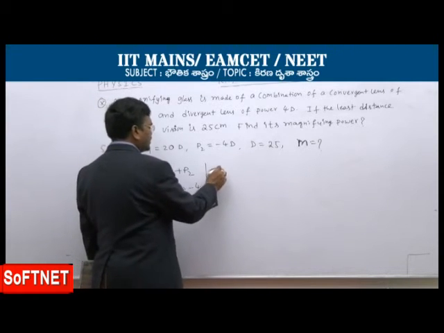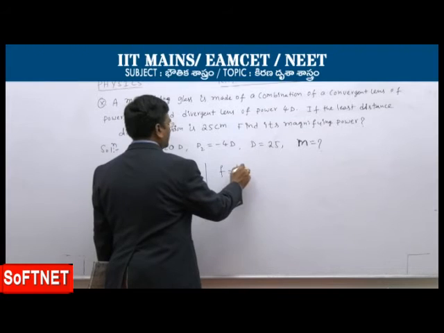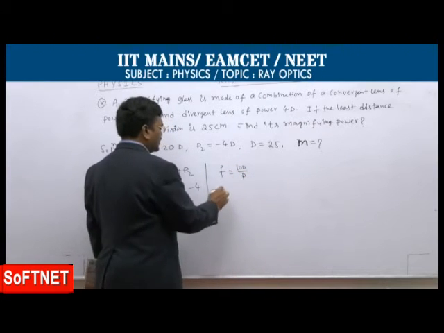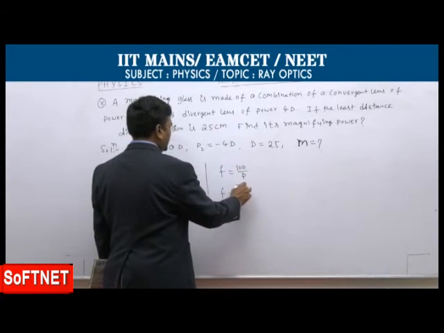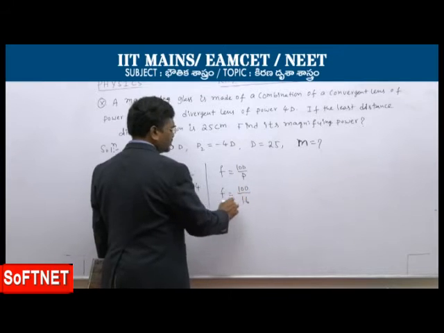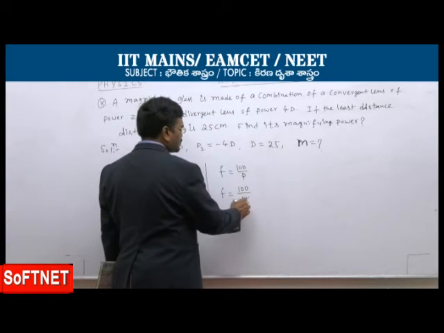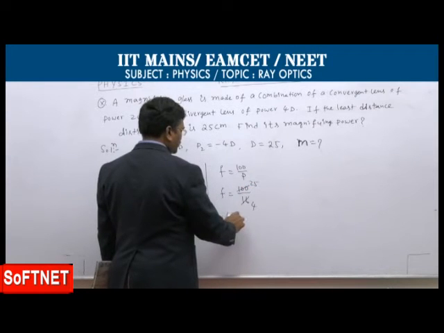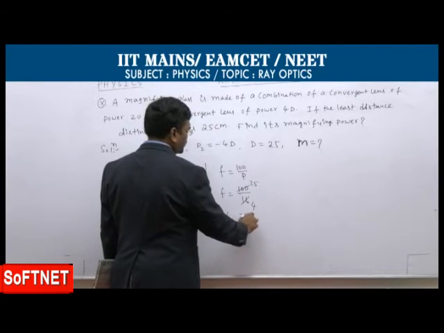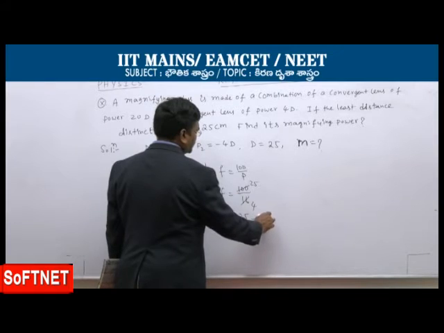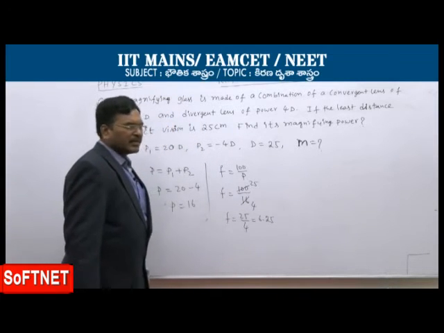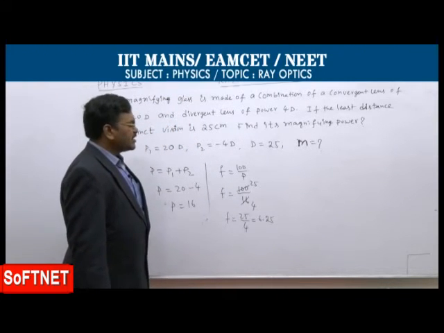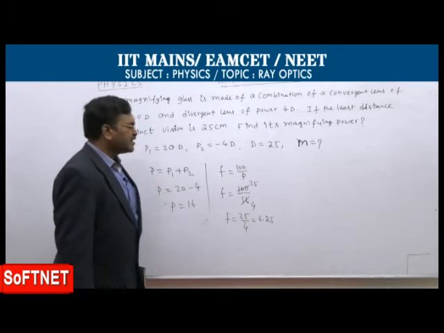Focal length how much now? Focal length is 100 by P. Now 100 by 16. 4 4s are 16, 4 25s are 100. Now 25 by 4, how much? 6.25. Focal length is 6.25. Now magnification, what is the formula for magnification?